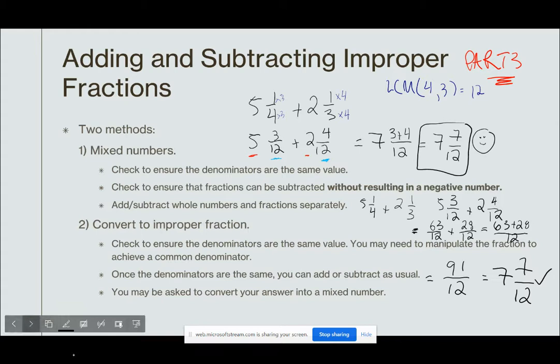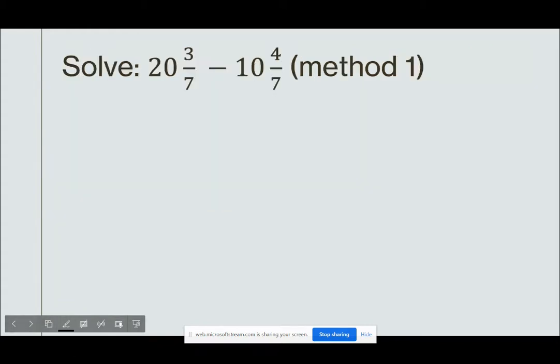Okay, let's do this example here. So method 1 is mixed numbers. So it's kind of leaving it as is. Okay, so I have this problem, 20 and 3/7 minus 10 and 4/7. So this is going to be one of those situations where you might jump in right away. You see the denominator is the same. You're brushing your hands off and thinking, all right, I'm set to go.